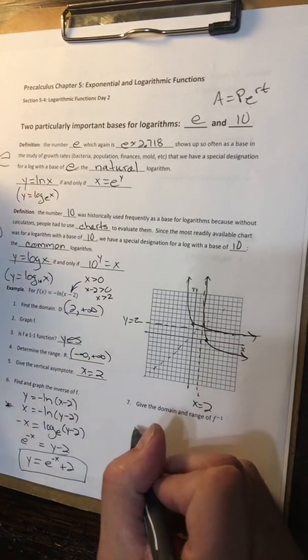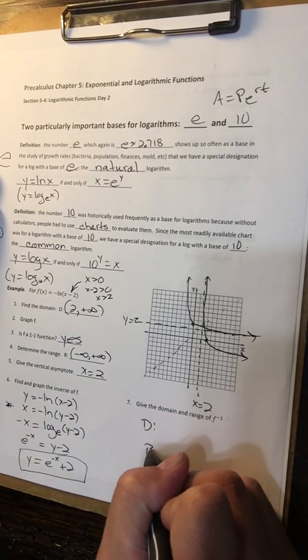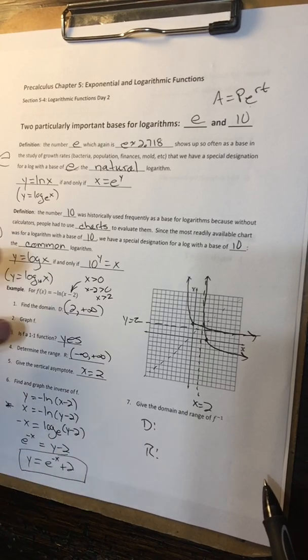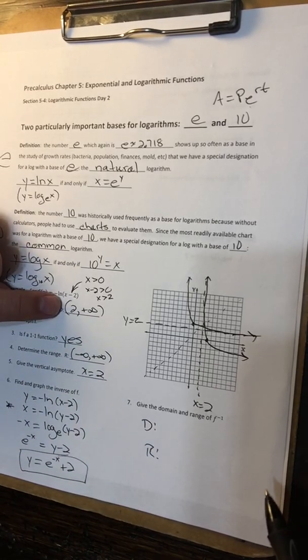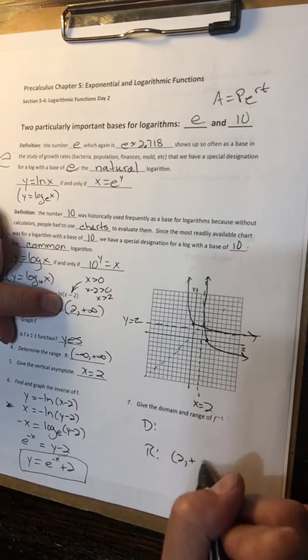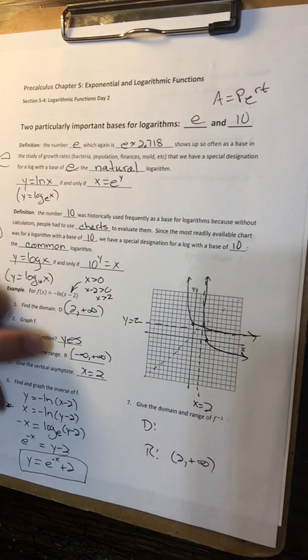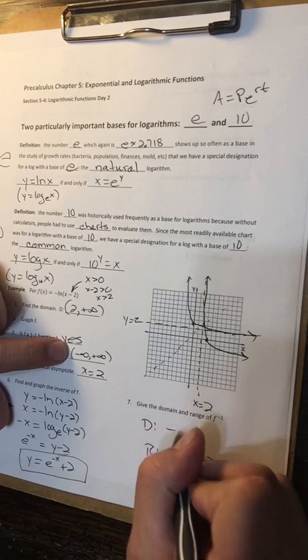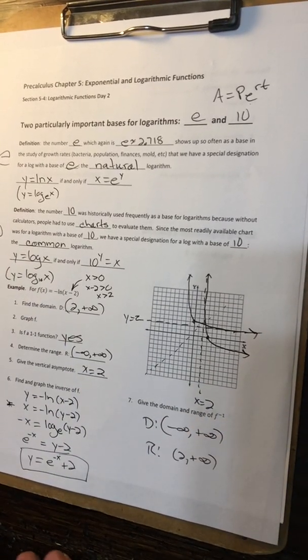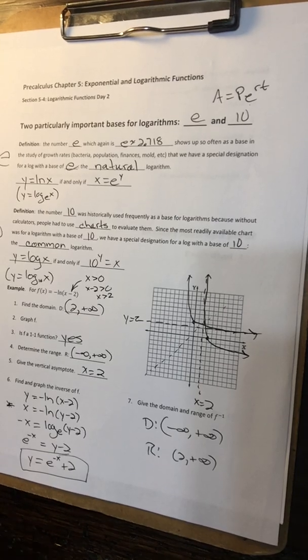Now if I'm supposed to give the domain and range, don't even think of looking at this picture and trying to figure it out. If this is an inverse, you switch these. The domain was 2 up to infinity, so the range will be 2 up to infinity. And the range was negative infinity to positive infinity, so the domain is negative infinity to positive infinity. There you go. Go to the next page.